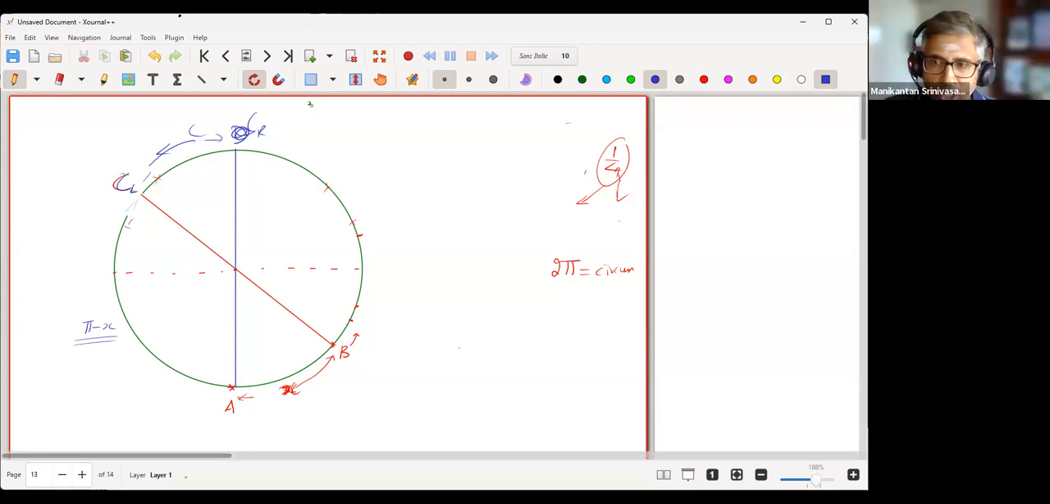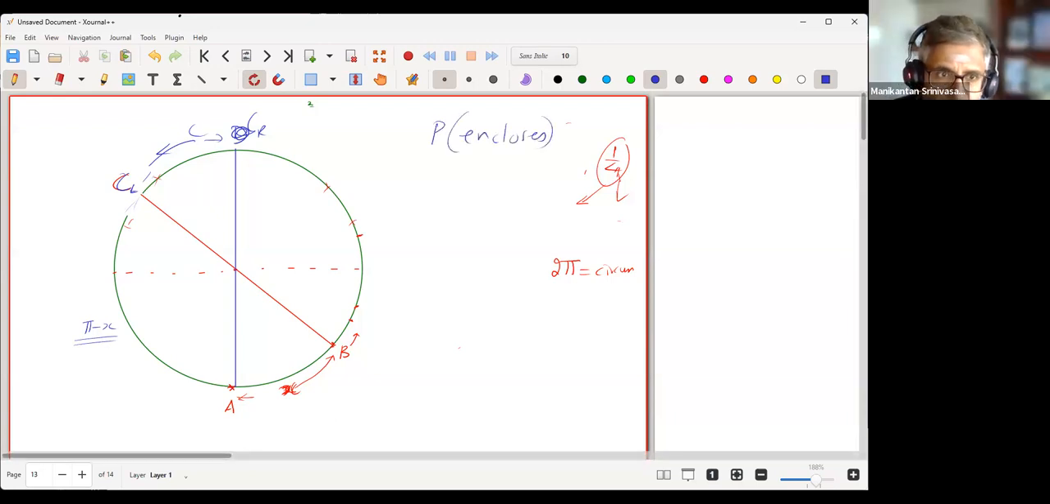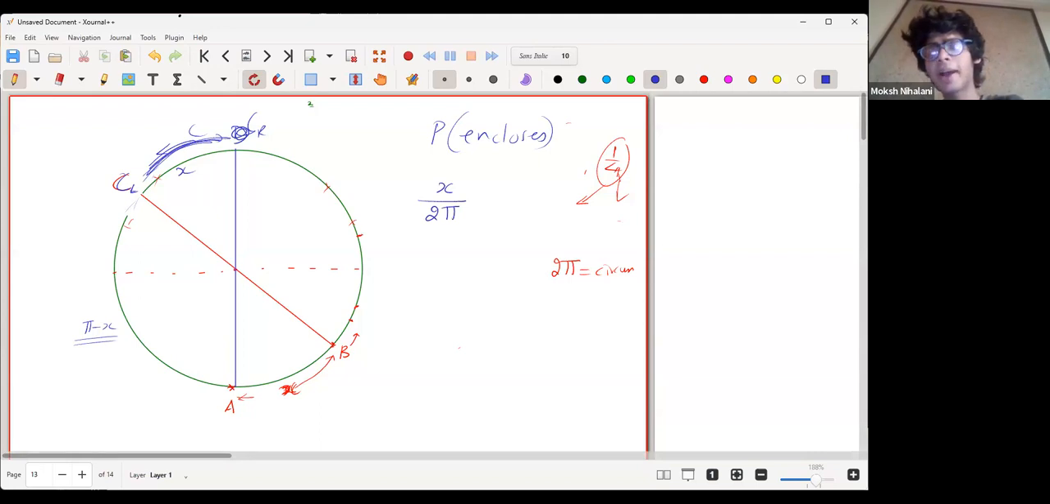Oh, okay, so Moksh, you're describing the probability that the triangle encloses the center or does not enclose the center. I'm describing the probability where it encloses. Okay, so for it to enclose, we do want C to be in this belt, don't we? Yes, exactly. And this length is also x, isn't it? Yes. And therefore the probability you're seeking is x upon 2 pi. Yeah, and not x over pi. Because I've already assumed C is on the left side. We've already accounted for that.